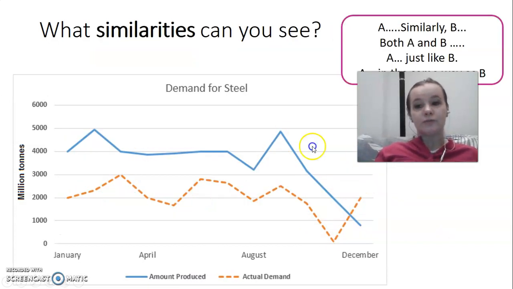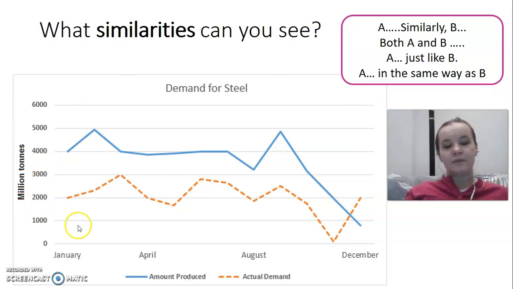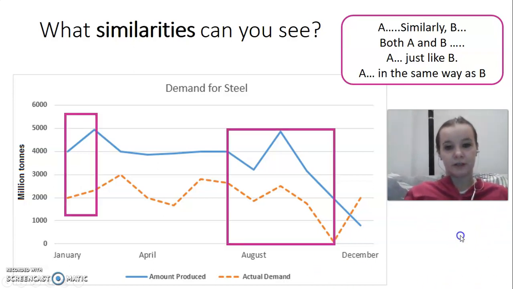So what we do, we first look at similarities. We look at both lines and where do these lines look similar? Actually, here and here. Why? Because here it's an increasing trend in both lines, and here this part also looks similar. First downwards and upwards and downwards. So we can talk about these two periods of time using the language of similarities. Hopefully you know how to use it.